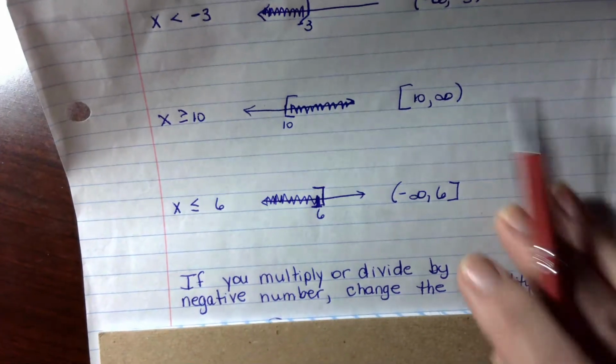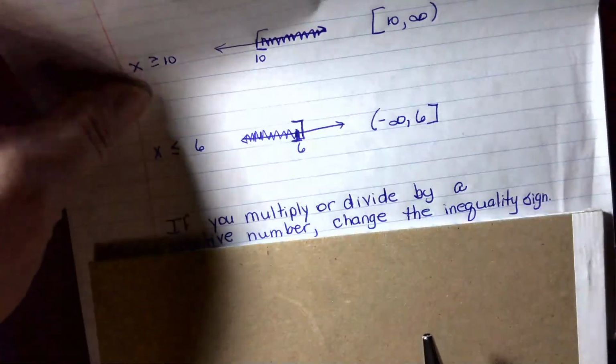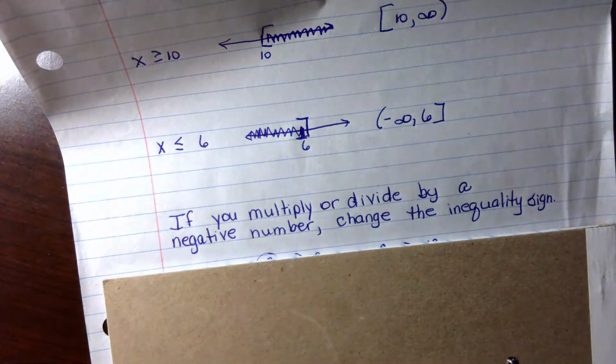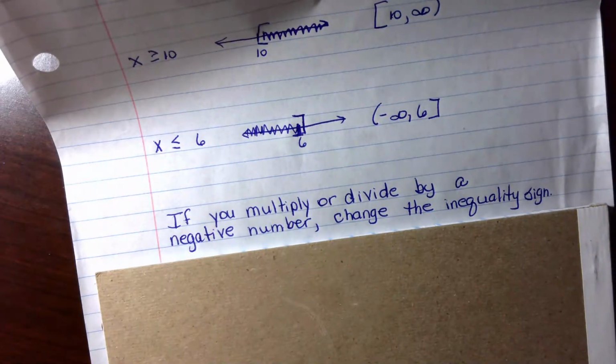Now, in terms of solving inequalities, this is the important piece that you need to know. If you multiply or divide by a negative number, you have to change the direction of the inequality sign. Other than that one piece, solving an inequality is exactly like solving an equation.